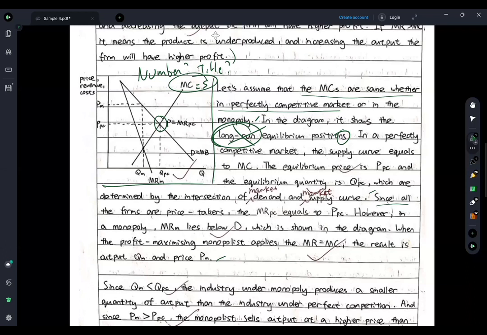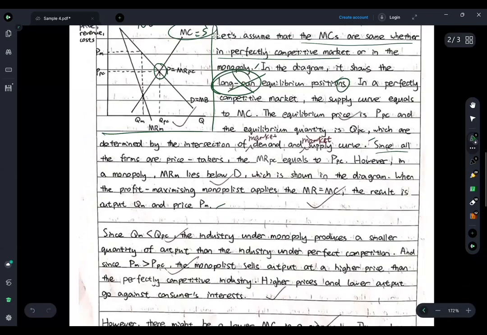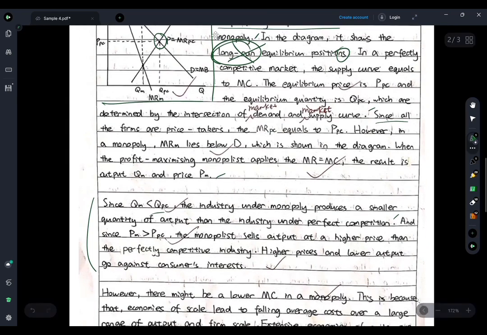So perfect. And now comes the comparison. Very good. Since QM is less than QPC, the industry under monopoly produces a smaller quantity of output than the industry under perfect competition. Absolutely. And since PM is greater than PC, the monopoly sells output at a higher price than, okay. Well, I have nothing to add. This is perfect. This is really, really good.